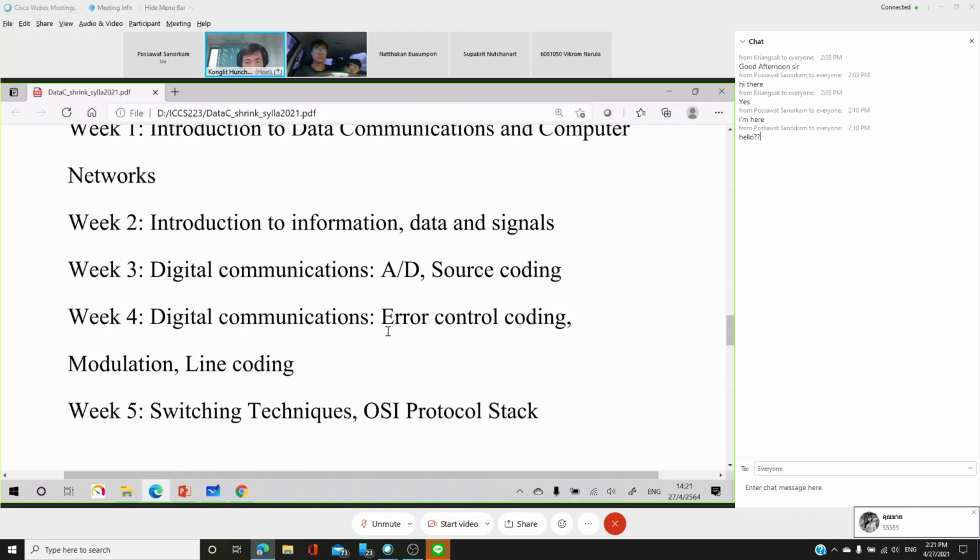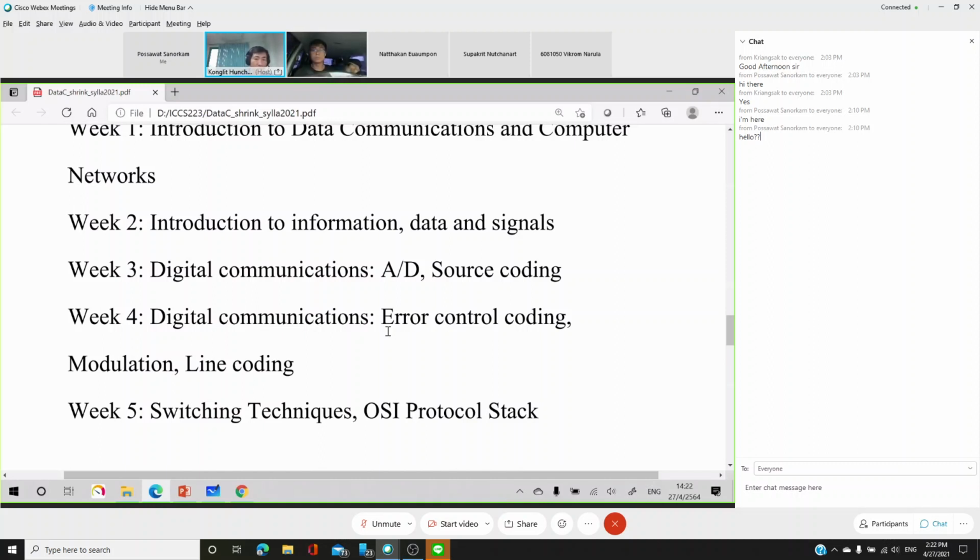Fourth week, we're going to look at error control coding. Okay, error control coding. Because in communication, we're trying to send information from the source, which is what we call the transmitter, to the destination or the receiver. And the main problem with communication is what we call noise or interference.